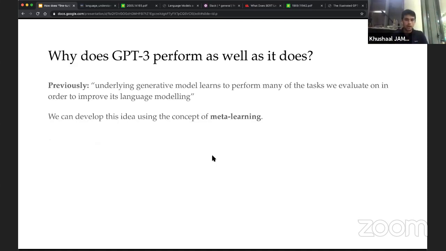All right. Now, we previously touched on the idea that the model may be learning to perform these tasks in order to improve its language modeling. And so now we're going to develop that idea using the concept of meta learning. This is really the climax of this presentation.